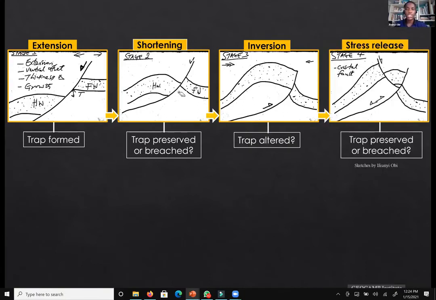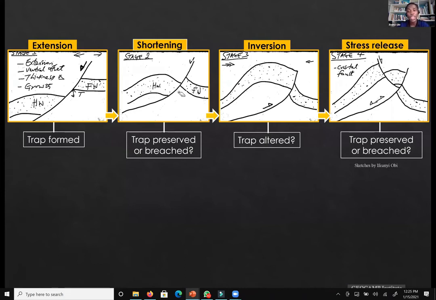Now, at this later stage, let's assume that we have some kind of stress release. And when that happens, we will see some crustal faults forming. And if we had something preserved from stage 3, if by some miracle we had this hydrocarbon still preserved at stage 3, the question is, after the stress release phase in stage 4, there is a chance that whatever we had preserved, we've lost it. Okay, so that changes the story.